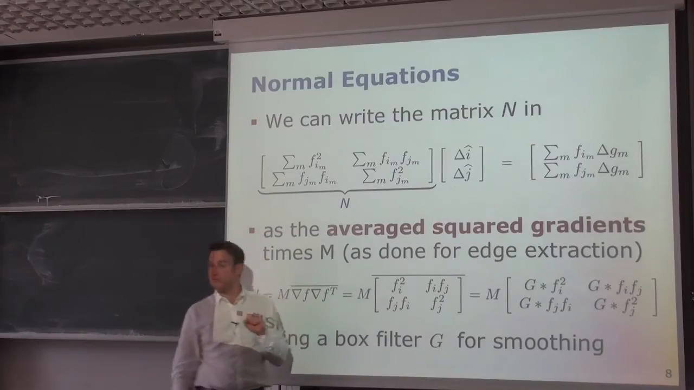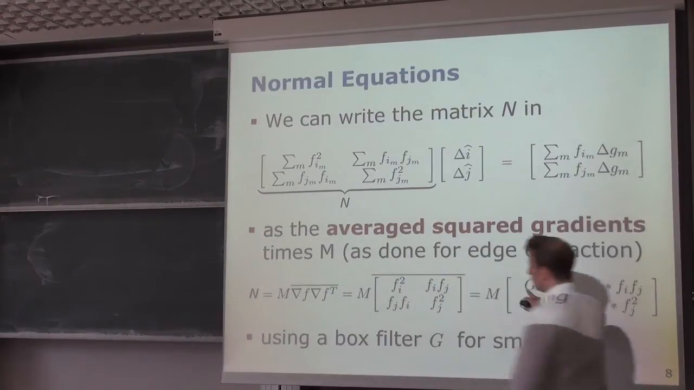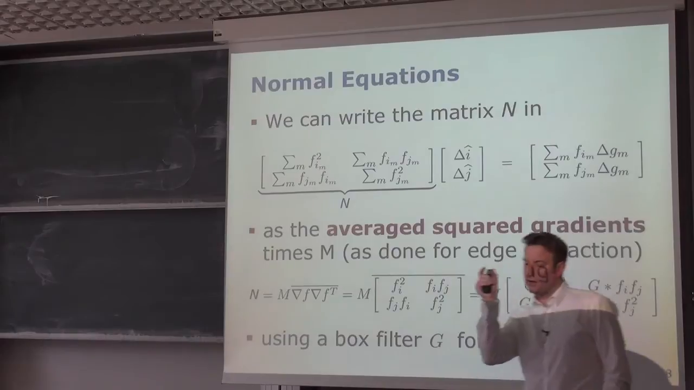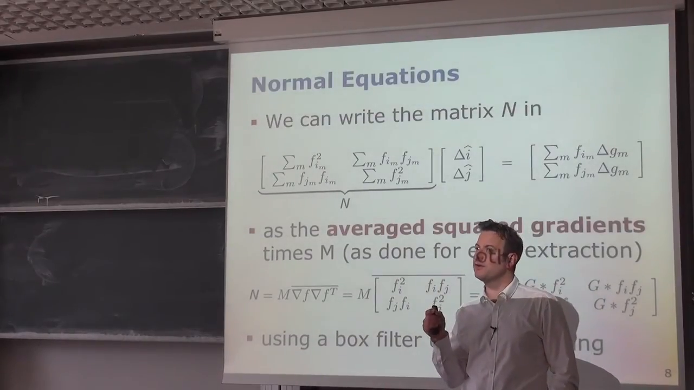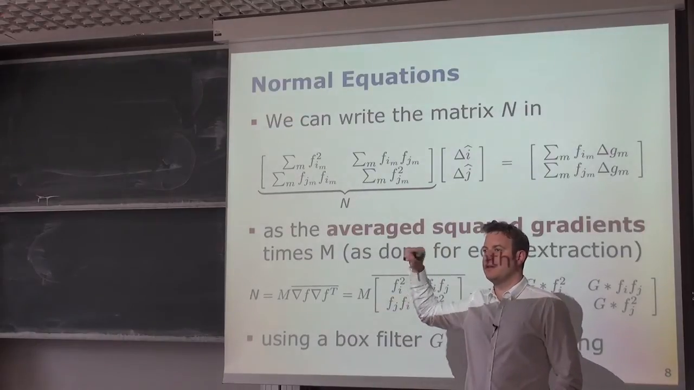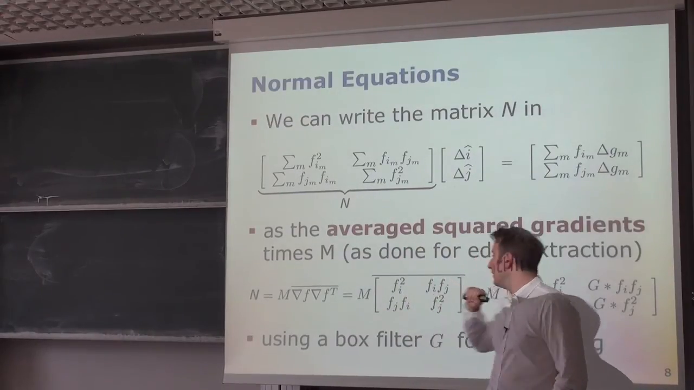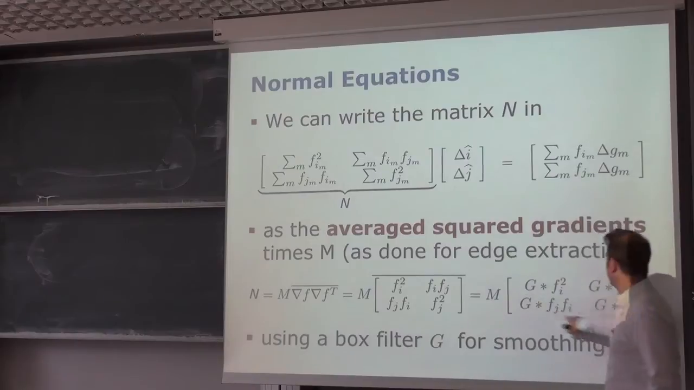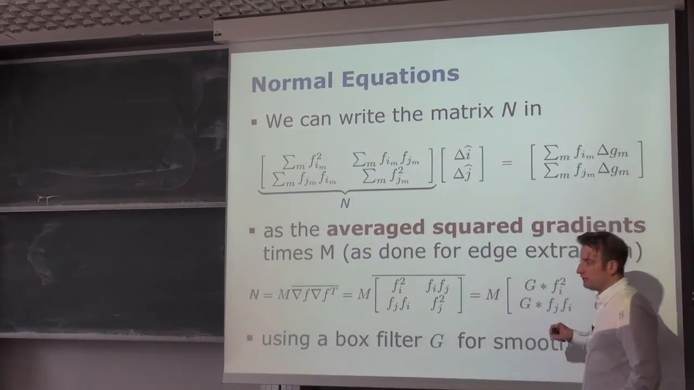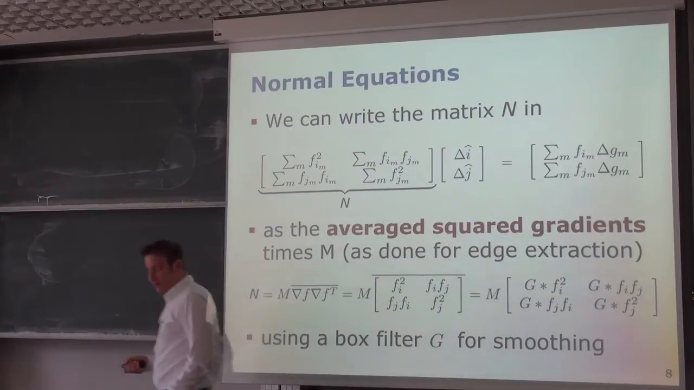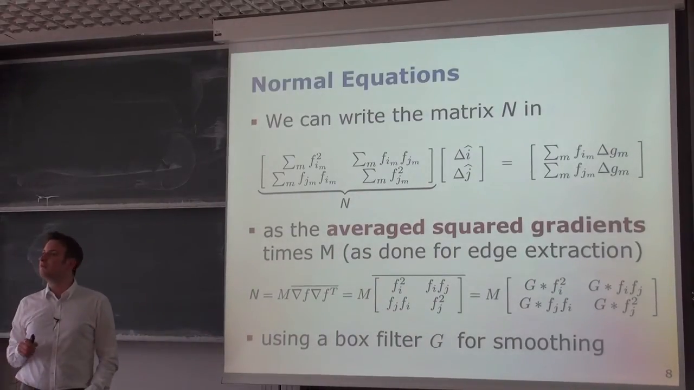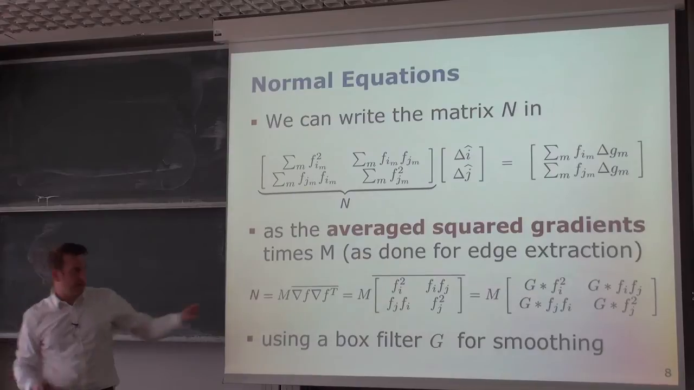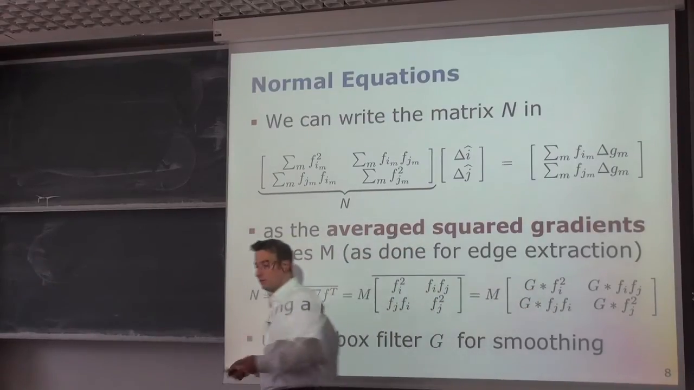Let's say if these are simply sums, then I can write those sums using a box filter, and the size of this box filter tells me how many elements I'm actually summing, because the box filter was not doing anything else than just summing over the individual values divided by m. So I can rewrite my matrix n in this form over here: just the individual values of the gradient convolved with a box filter. And this basically computes the average squared gradient of this region.